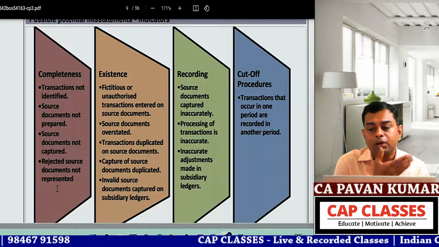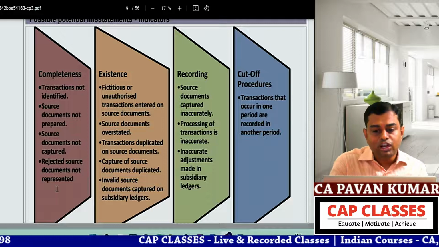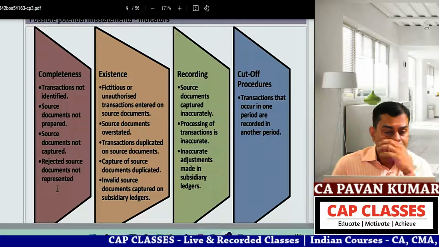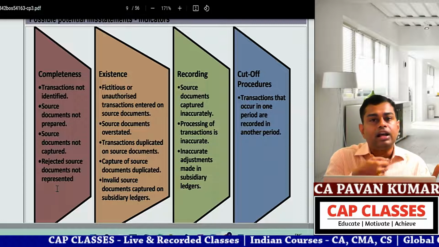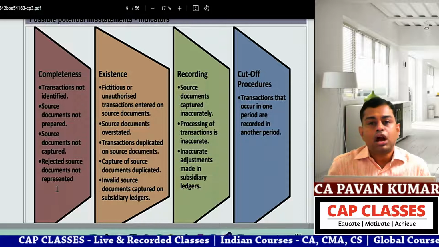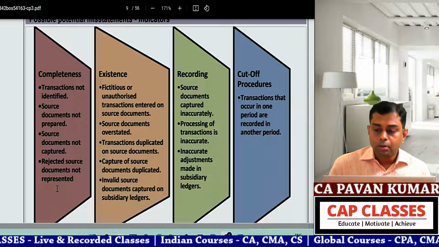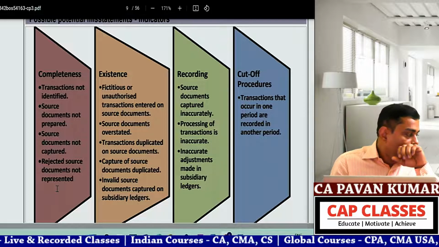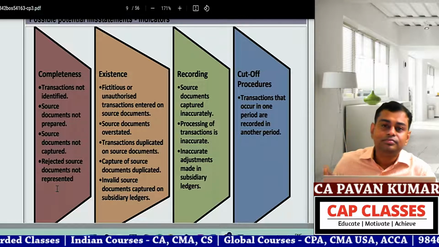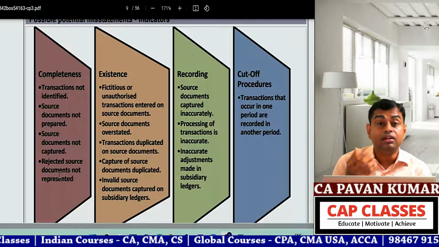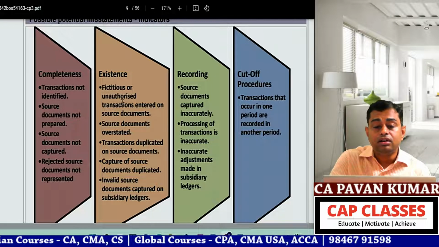So there is one source document, one transaction, you tried to capture it. The system rejected it. If the system rejects it, you need to represent it. For example, you are buying some item in a supermarket. They have put a barcode reader. The barcode reader rejected this product. The barcode reader said, I am unable to read what this product is. What will the billing counter guy do? Manually he will input the barcode, no? Or do you think they will leave accounting? They will leave billing. So if any source document is rejected, that should be represented again. That is completeness. Now read existence.